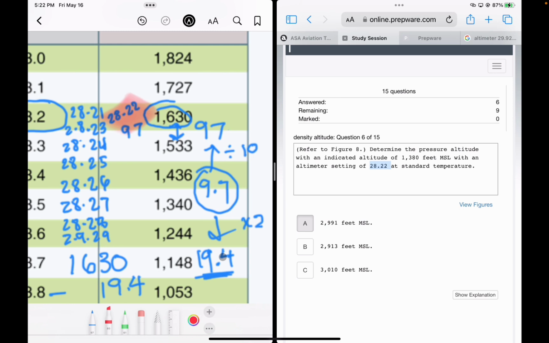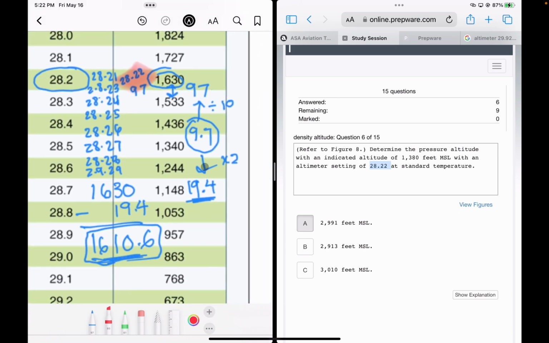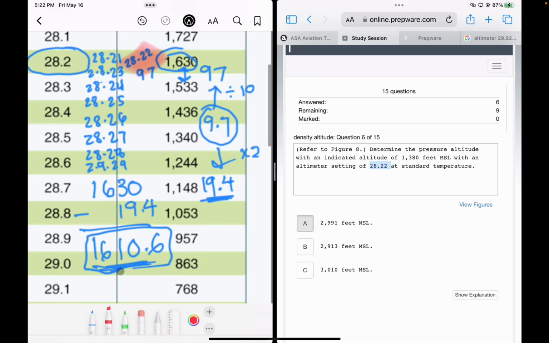So then what do you do with this 19.4? We have to add it, or subtract it from 1630. And why did I subtract instead of add? Because you can see as you go this way, the numbers decrease. So it's subtract, it's not add. And that is my very nerdy math explanation. It might not be a very good explanation because I'm not a math teacher.